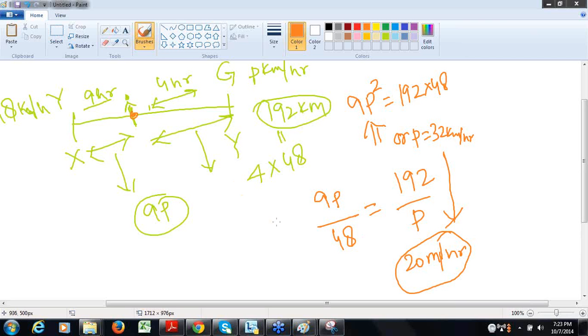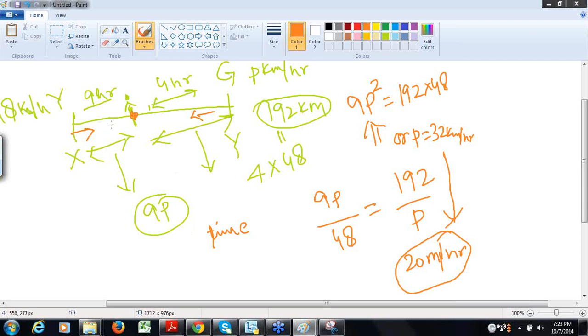Okay guys, see, when Yana started from here, and Gupta started from here, when they meet at this point, what is common between both of them? The time. The time taken by both of them is common.